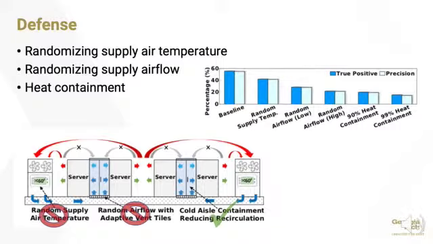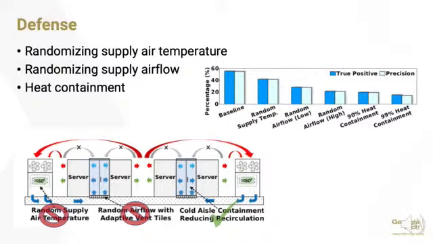So randomizing your air supply temperature doesn't really offer very good protection against the attacker knowing or estimating when to initiate an attack. In fact, it can have negative effects on the cooling efficiency as you raise the temperature in the data center. You start to lose some of the efficiency of creating the cold air and pushing it through the servers.